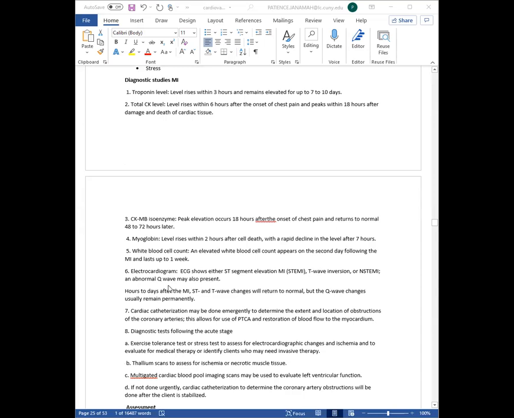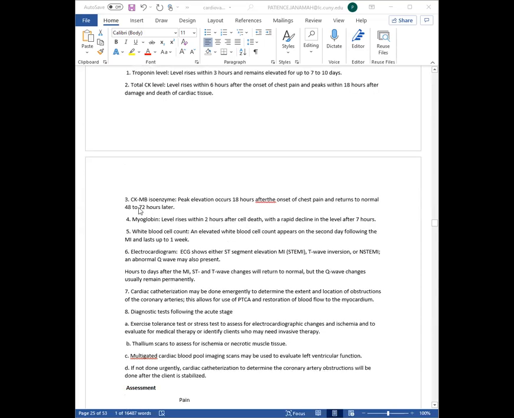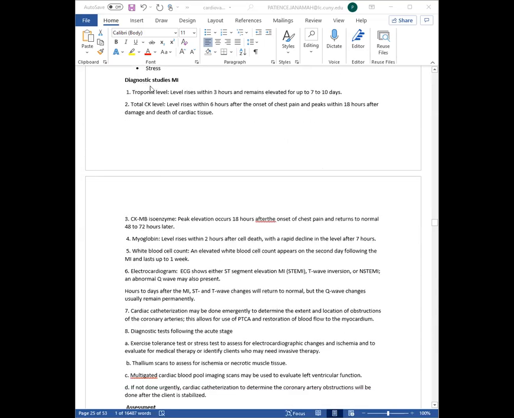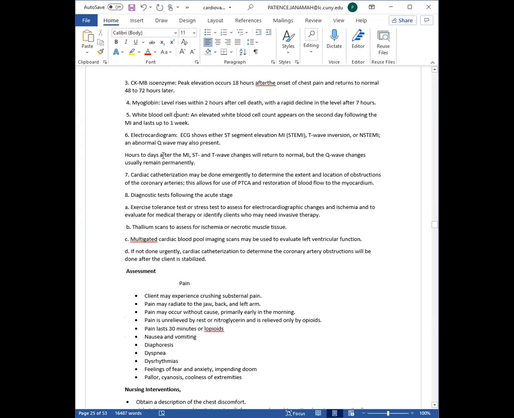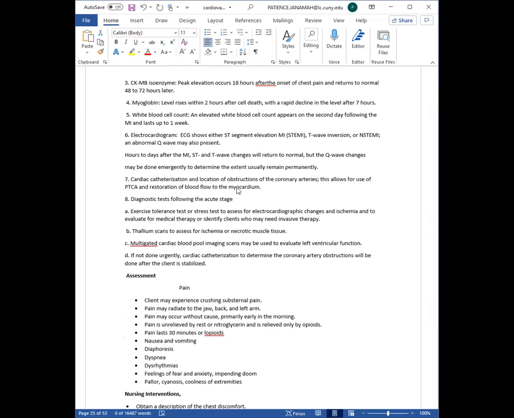Okay, so I have the whole diagnostic studies here. These are all diagnostic studies they will do. You do an EKG, you do white blood count, there'll be an elevation, and you do a cardiac catheterization procedure. That's the one I said they have to send the patient to cath lab.